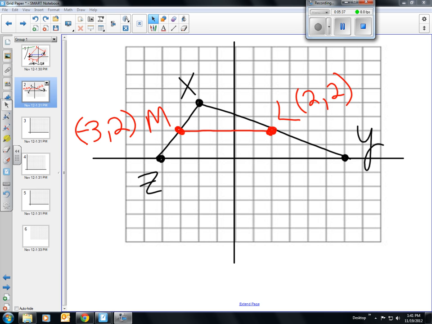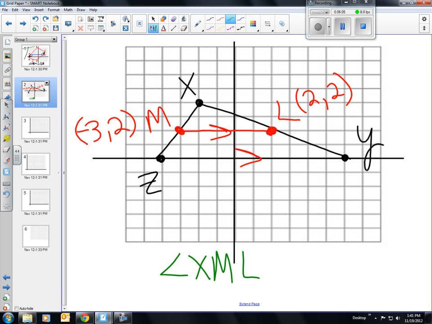And then it says draw the segment ML, which in fact we know is a mid-segment of the triangle because it connects two midpoints, M and L, of the triangle. What we know about mid-segments of the triangle is that the segment ML is parallel to the segment ZY, and it's half of its length. So since those are parallel, we can use that to say that angle XML is congruent to angle XZY.